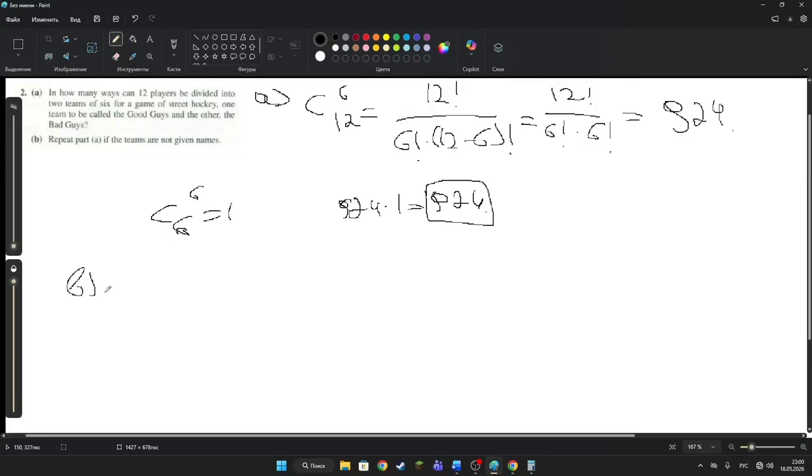So the B case. Now the good guys and bad guys have no names, and the teams are indistinguishable. So we just delete the duplicates: we have the same thing but divide by 2, so it's going to be 462, because if they join the first team and second team and just change places, it's one outcome, and we delete the duplicate by dividing by 2. That's the answer to the B part.